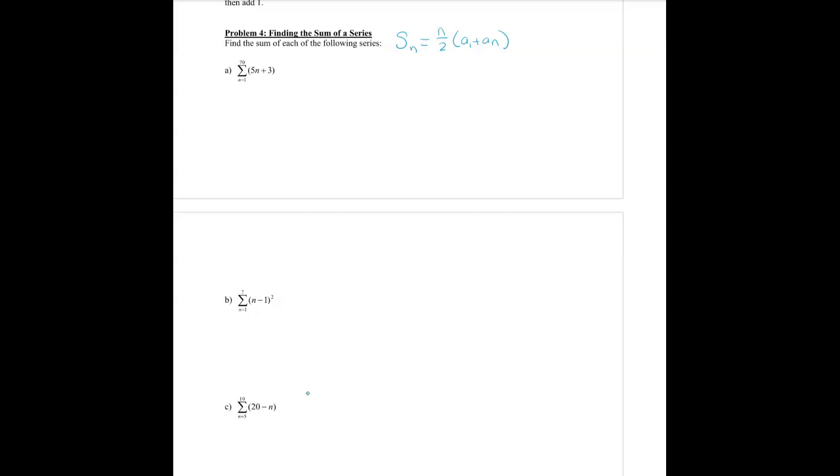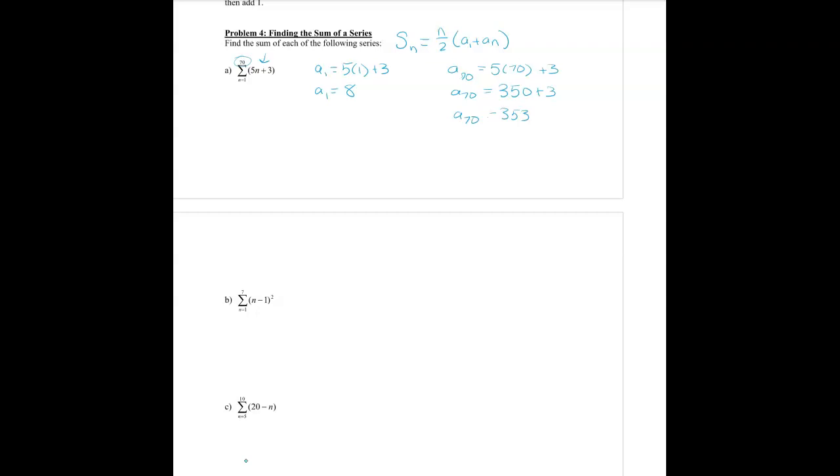The super nice thing is I should be able to find my terms pretty easily because I've got the explicit formula. In order to find a sub 1, I just plug in 1 into my explicit formula, which is 5 times 1 plus 3, which gives me 8. And then a sub 70 is my last term, which is 5 times 70 plus 3. So a sub 70 should equal 353.